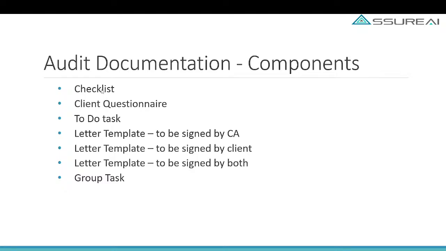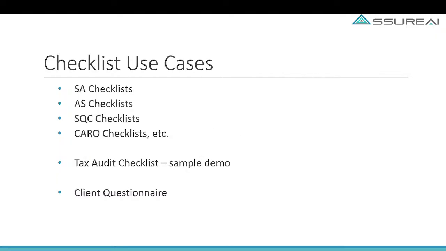There are multiple different components. Checklist; questionnaire, where the client questionnaire is meant for questions to be responded to by the client; to-do task; letter template to be signed by the CA, letter template to be signed by the client, letter template to be signed by both. You can create group tasks under which you can create multiple to-do tasks and so on. These are all the components that are available. Let us show, especially for new users, how one checklist component is created and then enabled for use inside AssureAI.